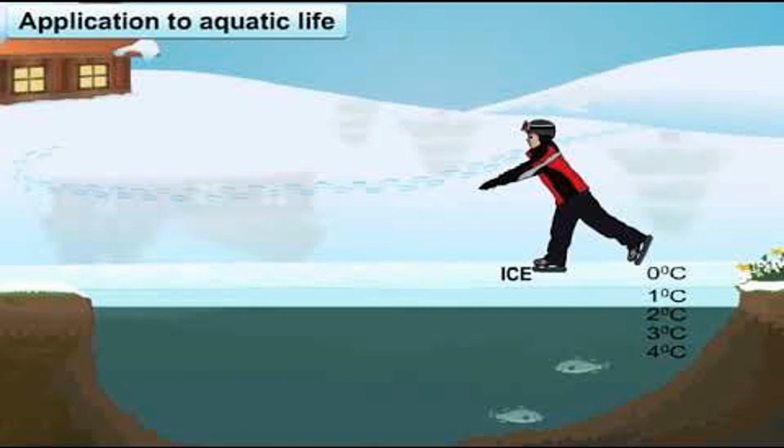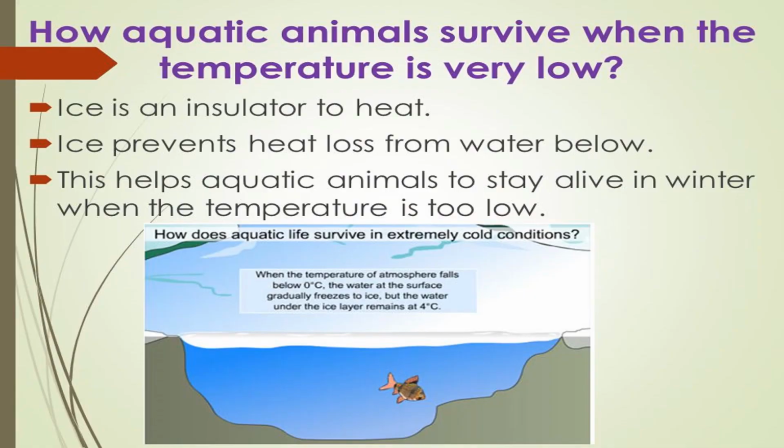Why? ये जो ice है ऊपर की लेयर, the layer which is there above, it is acting as an insulator. ठीक है, means वो ऊपर का जो ठंडापन है, it doesn't let it enter into the water. और नीचे का जो पानी है वो वार्म बना रहता है ताकि उसके अंदर फिशेस, पेंगुइन्स वगैरह इजीली सरवाइव कर सके. ठीक है, so aquatic animals, they can easily survive in the very low temperature also because of this anomalous behavior of water. As ice is an insulator to heat, ice prevents heat loss from water below. This helps aquatic animals to stay alive in winter when the temperature is too low also.